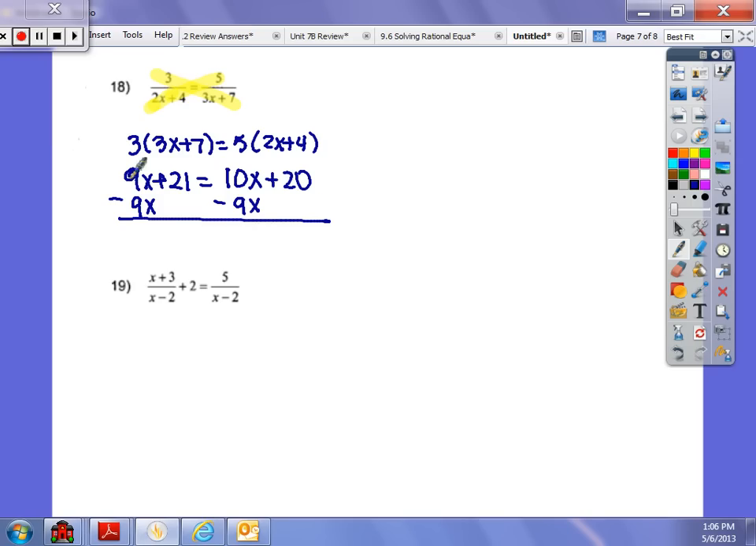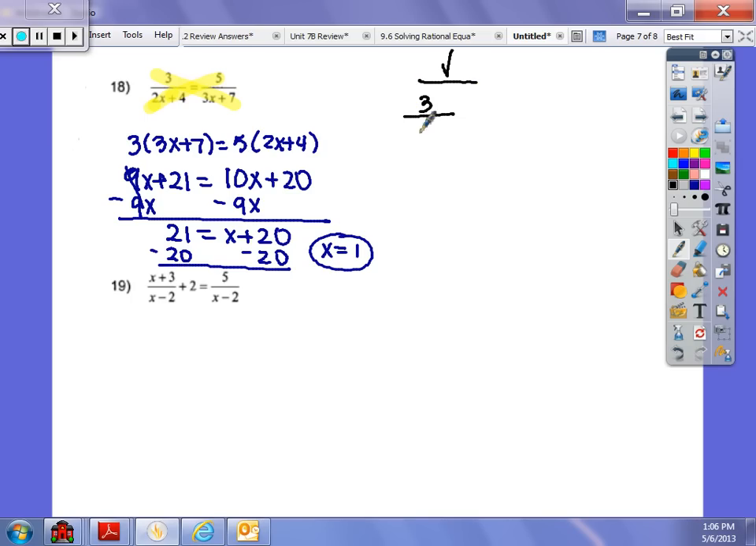Get rid of the smaller variable first, and then get rid of the 20. And in this case, we don't have to divide. So now you're going to check it.